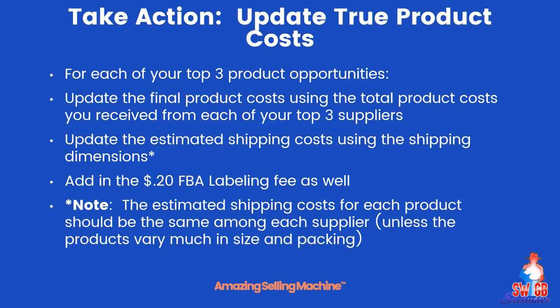Now, please note that the estimated shipping costs for each product should be the same among each supplier. So if you have 3 suppliers, which you should, for one product, and you estimate the shipping cost for one of them, you should be able to use that for all 3, because if the products are very similar, then the cost for shipping them should be very close as well.